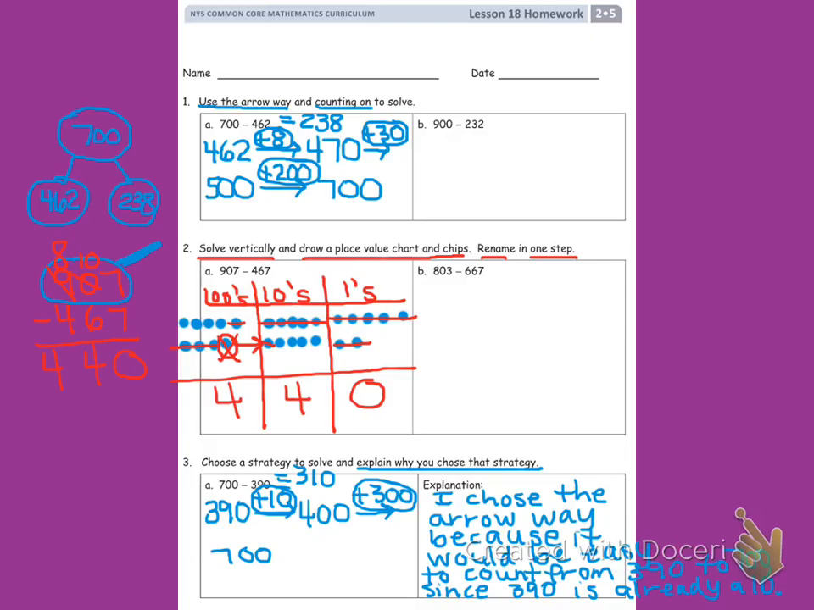Maybe you wanted to use the vertical written method and the place value chart with chips to solve this problem. If that's the case, that's not a problem. You go ahead and do so. Just make sure that you tell what strategy you chose and why.